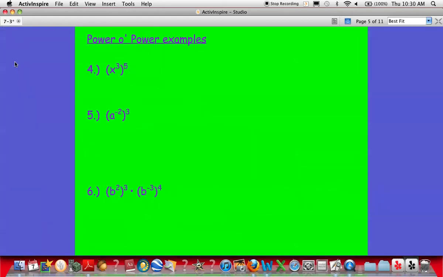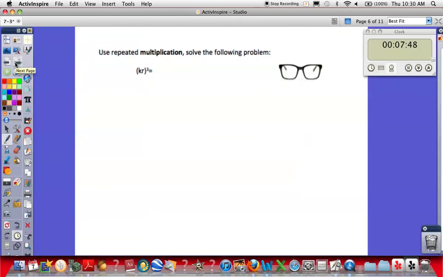Oh, we're getting really fancy now. Now, we're going to use repeated multiplication again to solve this problem. KR cubed. Well, we know that KR is written 3 times. So it's KR times KR times KR. Let's use our commutative property to put all our k's together. K times K times K times R times R times R. So put it together, you get K cubed times R cubed.